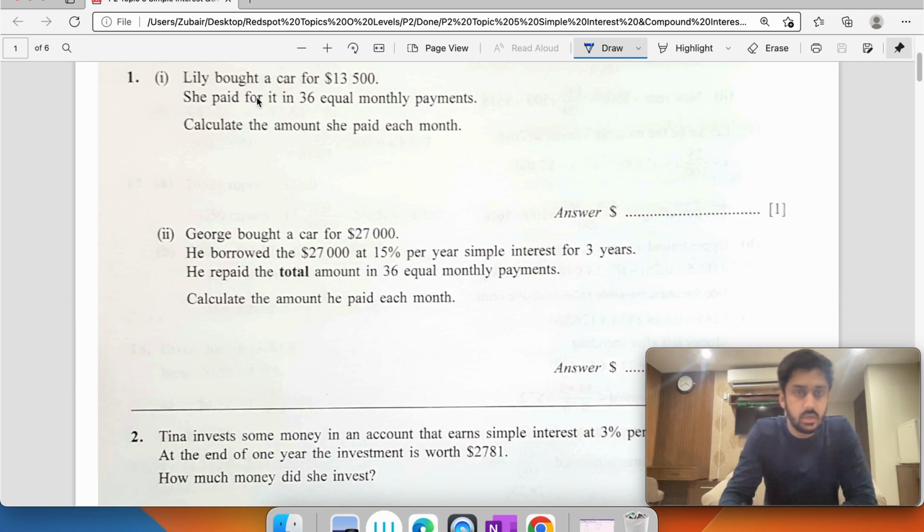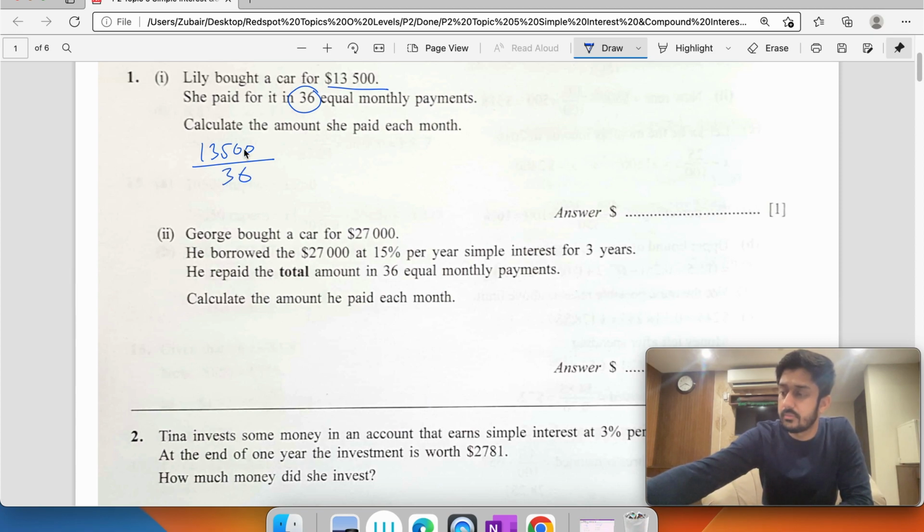Topical: Lily bought a car for 13,500. She paid 36 equal monthly installments. Calculate the amount she paid each month. So 13,500 by 36, that is 375. So she paid 375 per month.